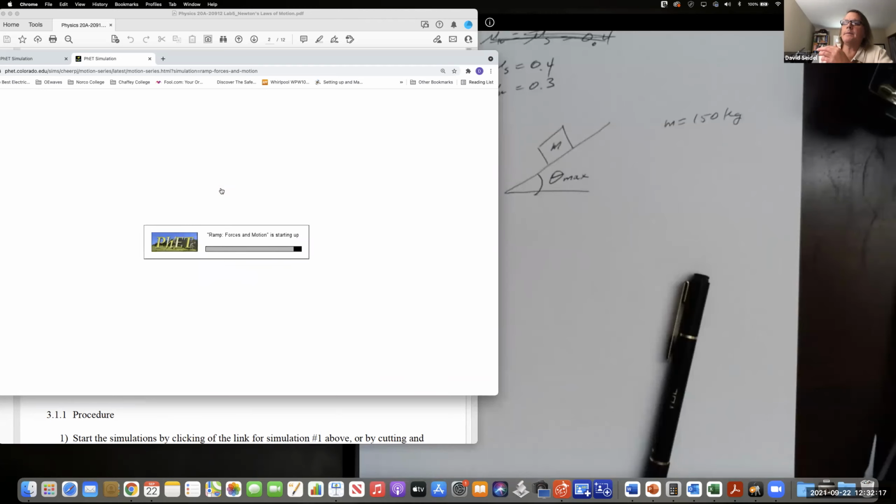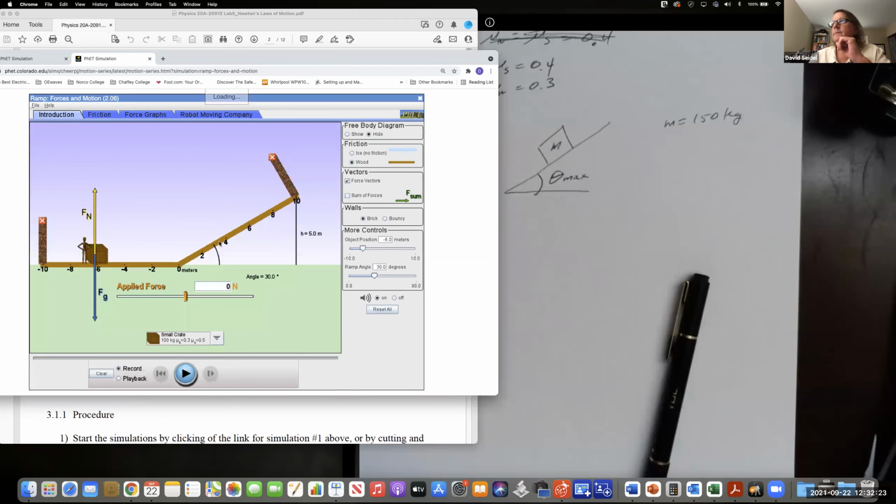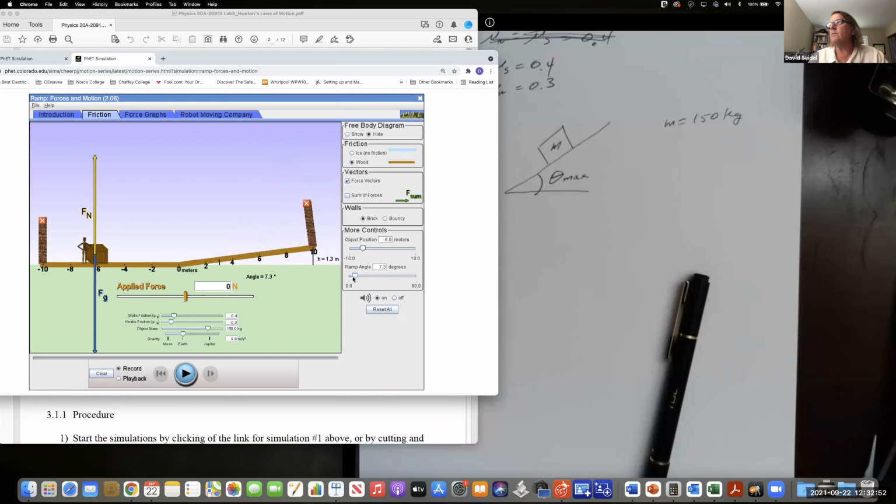It's called the ramp. And I've got a point one on here where I can set friction. We leave gravity at 9.8. I'm going to set the mass of the object equal to 150, static friction equal to 0.4, and kinetic friction equal to 0.3. I'm going to put the angle of the ramp way down, and we're going to start with the object way over here.